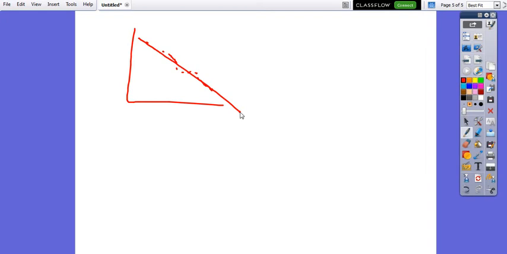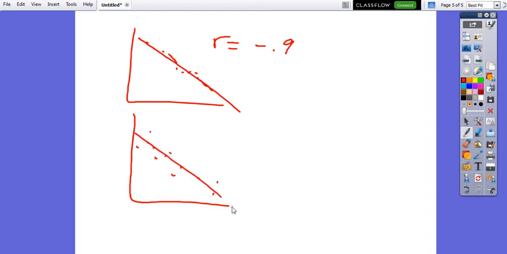What would the correlation be here? Maybe it's negative 0.9. What about this one? Negative 0.7, negative 0.6, whatever, you just kind of give an estimate. The reason we know that is because these points are very close to the line. These points aren't as close to the line, so this is not as strong. The closer you are to the line, the stronger the correlation is. If it's scattered everywhere and there's no correlation, then R equals 0.